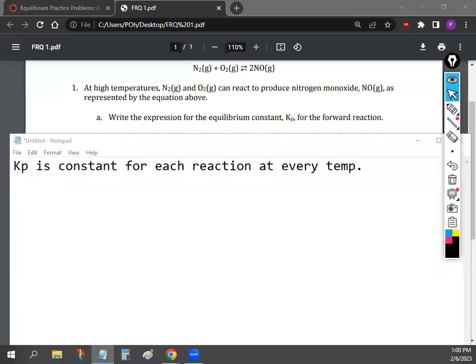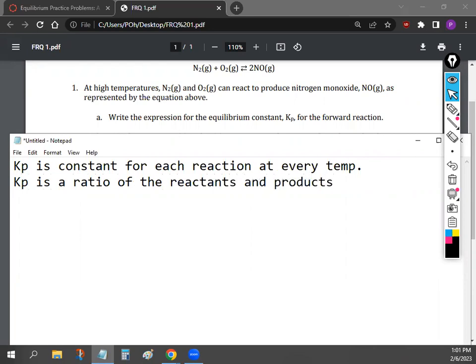Okay, so the Kp value will eventually be the same. Now let's talk about Kp. What is Kp? Somebody? Yeah, it's a ratio. Kp is a ratio of what? Not ration, ratio. Of the reactants and products. And more specifically, it's going to be the products divided by the reactants, right?